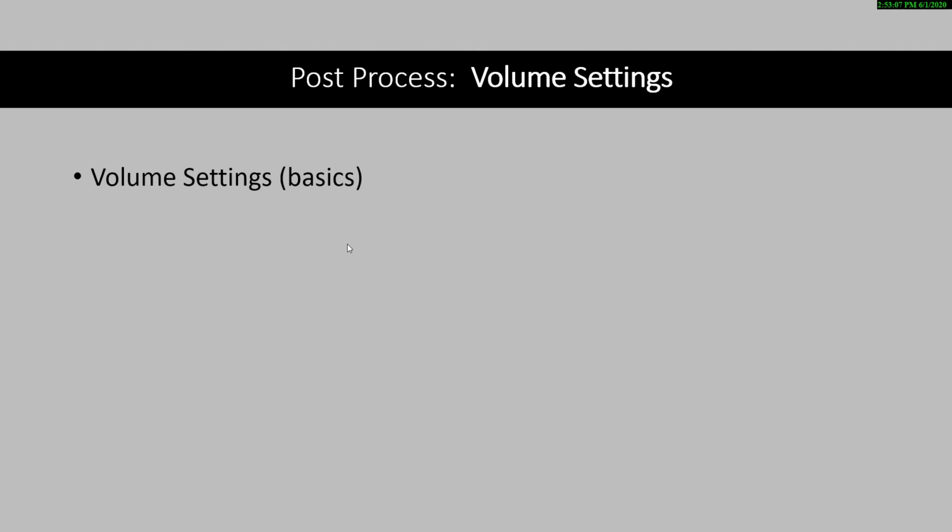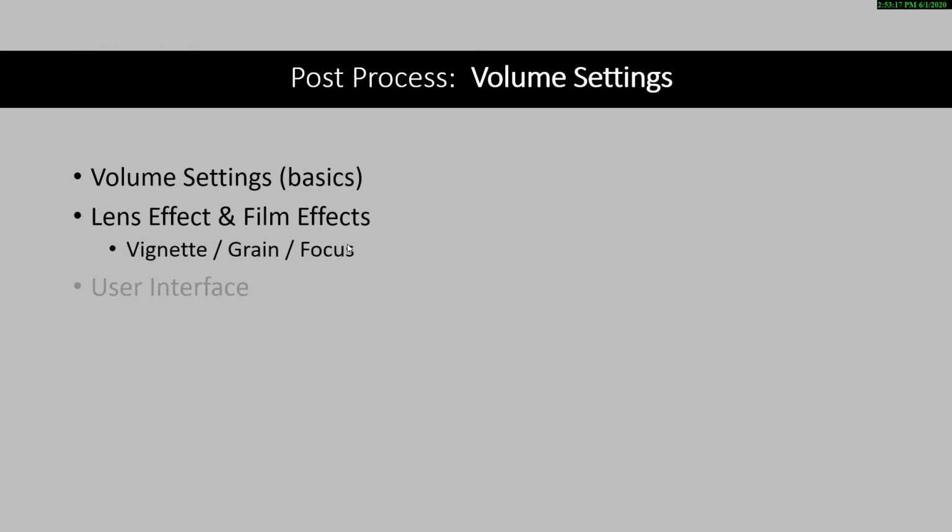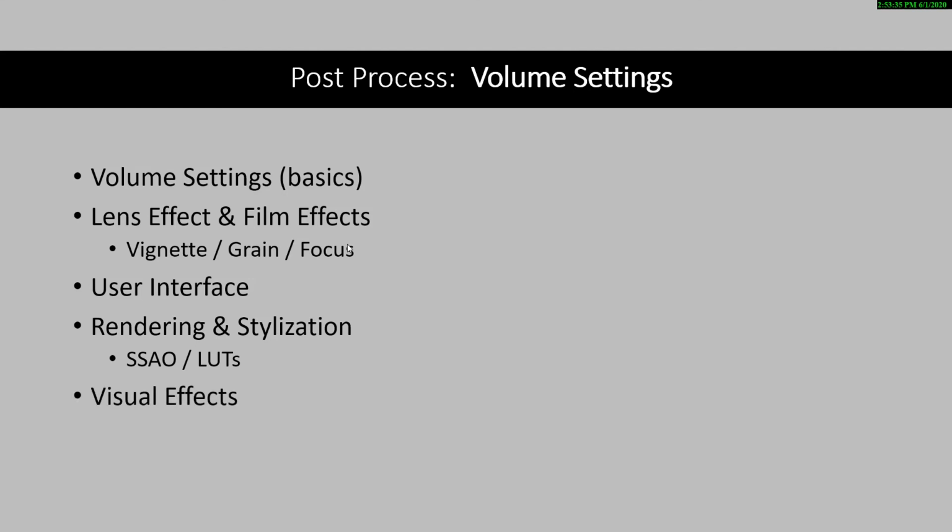In this chapter, we are going to go over the basics. We're going to go over the volume settings. We're going to go over some lens effects and film effects. We'll talk about vignetting, grain, focus. We'll talk about using a post-process for user interface, where it could create an outline of an object as you move over it. We're going to talk about it for rendering and stylization, screen space ambient occlusion, lookup tables, and we'll also use an example where the post-process volume is used for a visual effect. All right, awesome. So let's jump in and start learning about the post-process volume.